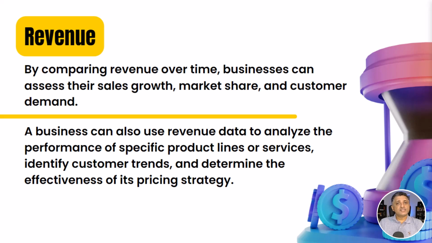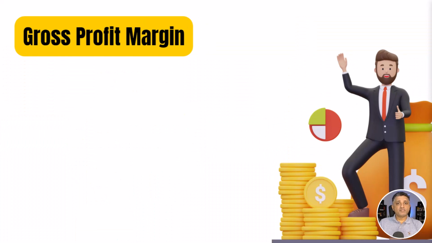For example, a business may track the revenue generated from a specific product line and compare it to revenue generated by the other product lines. By doing so, they can determine which products are driving revenue growth and identify any product lines that may be underperforming. Second, gross profit margin.